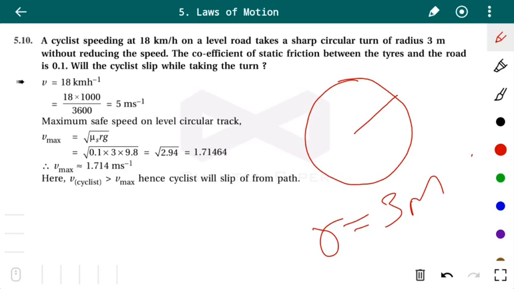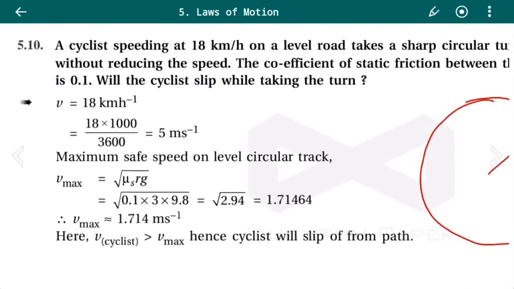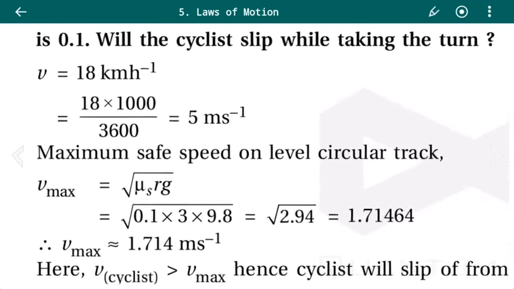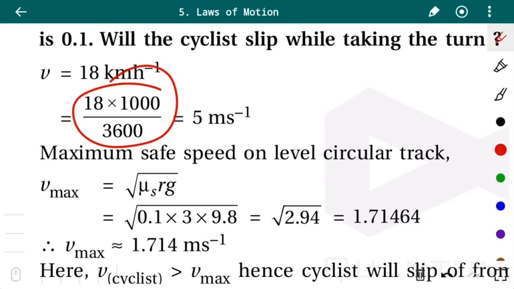So first of all, let us see the data. Here we have radius equals 3 meter, mu s, that is the coefficient of static friction, as 0.1. Then the speed is 18 km per hour, converting that into meter per second. So instead of kilometer, let us write 1000, upon hour, we write 3600 second. Calculating this, we get 5 meter per second.